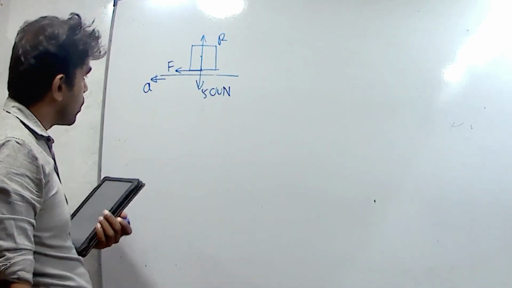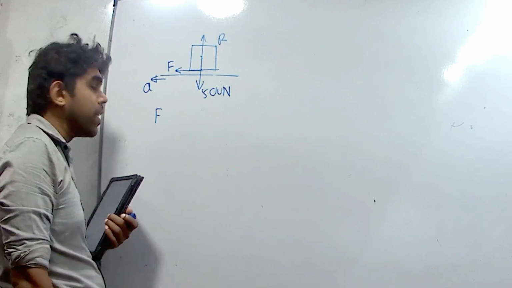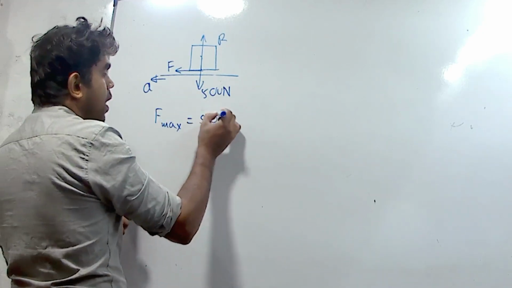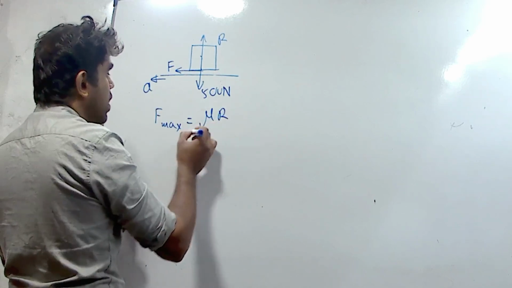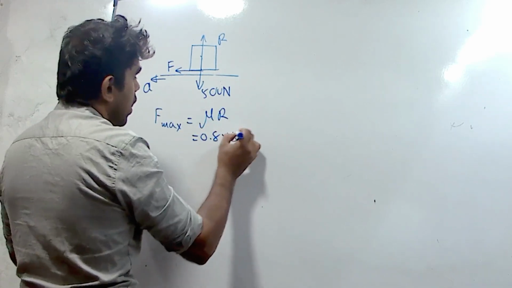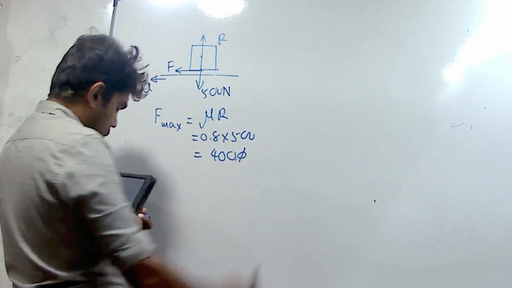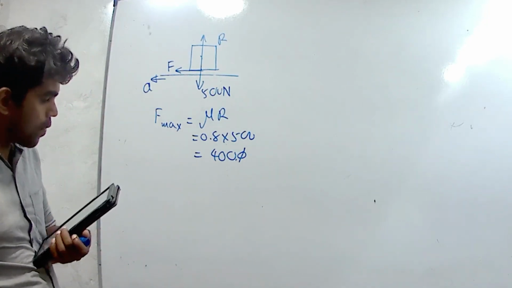Now we can get the maximum frictional force. We can use mu R, the mu value is given as 0.8, into 500. Maximum frictional force is 400.